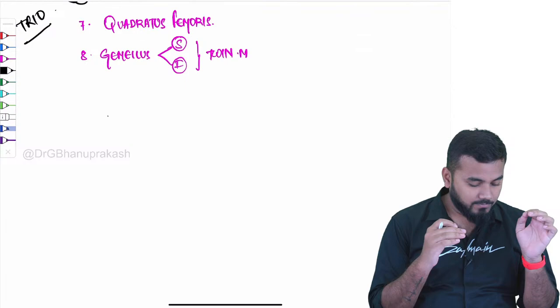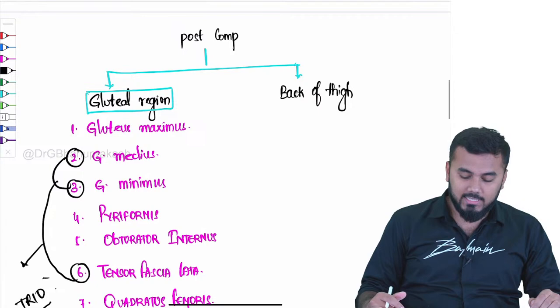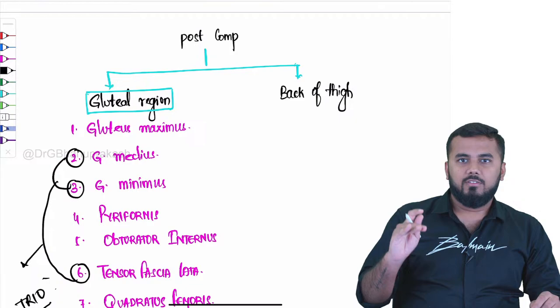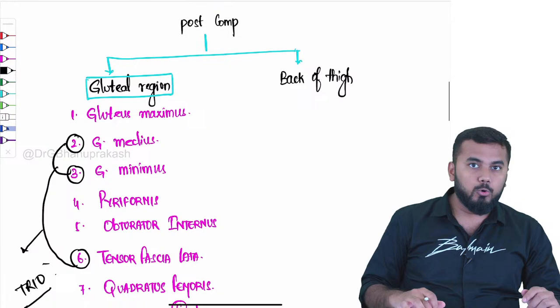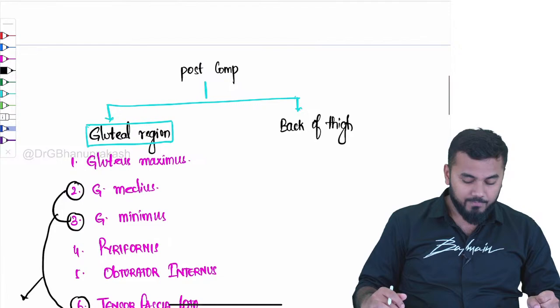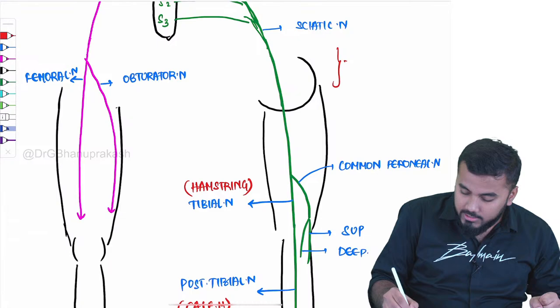So, in the previous session, we have discussed the muscles of the back, the posterior compartment of the thigh. In the thigh region, we discussed completely the anterior compartment. We have discussed the posterior compartment. Within the posterior compartment, I told you there are two groups. One is called the gluteal region, which means this one. Look here. See, this region is called the gluteal region.